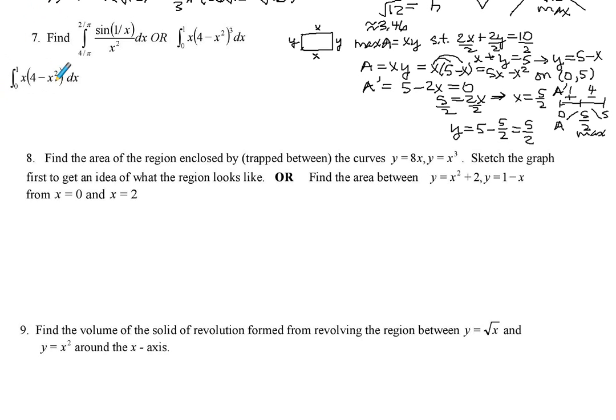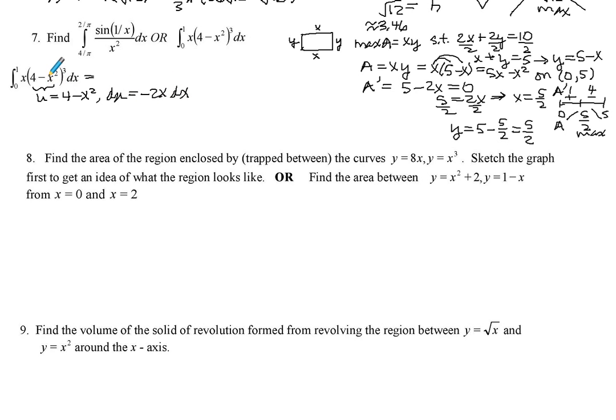So actually, if you wanted to, the long way to do this would be 4 minus x squared times itself 3 times, but see, the derivative of x squared is 2x, and we've got the x out here. So I think we want to use a u substitution and let u equal 4 minus x squared. And then your du is going to be, derivative of 4 is 0, derivative of negative x squared is negative 2x dx.